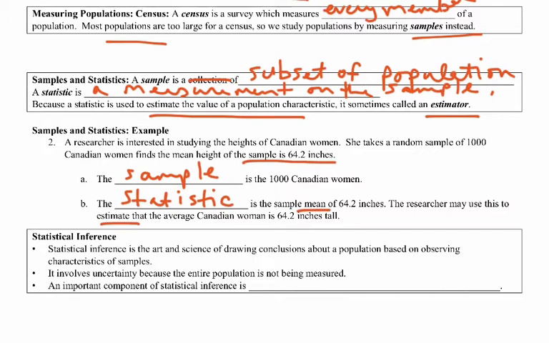We can't possibly measure every woman in Canada for their height, so we pull this sample and we make some estimates based on that. Statistical inference, I've used this term a couple times already, is the art and science of drawing conclusions about a population based on looking at our sample. It always involves some kind of uncertainty because we can never work with the entire population. An important component of statistical inference is being able to measure the uncertainty. How sure are we about our sample? Being able to give a measurement of that uncertainty is really important.